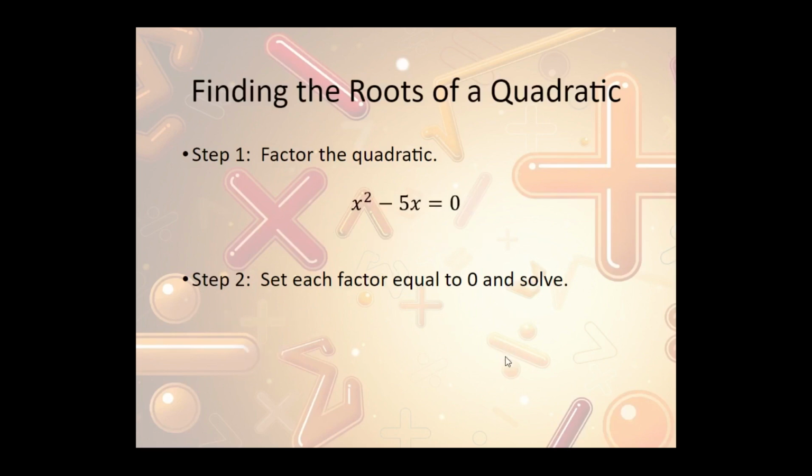Let's look at another example. We have x squared minus 5x is equal to 0. So again, we factor this, and we can pull an x out of this. So we get x times (x minus 5) is equal to 0.